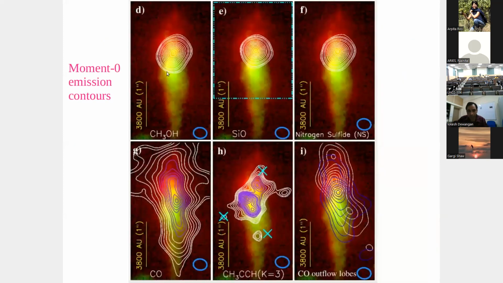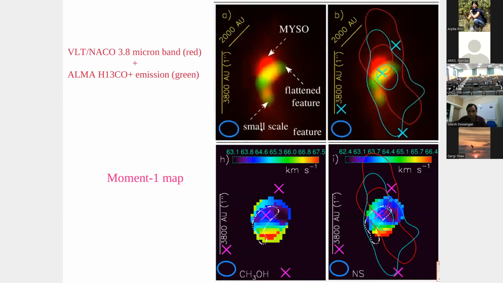Here some other different line emission is overlaid on these NACO infrared images. You see CH3OH, SiO, then nitrogen sulfide, then you have CO, CH3CN and CO outflow. You can nicely compare that. This is one of the important results which we have found. This is the RGB map where red is the 3.8 micron image and green is the 13CO plus emission.